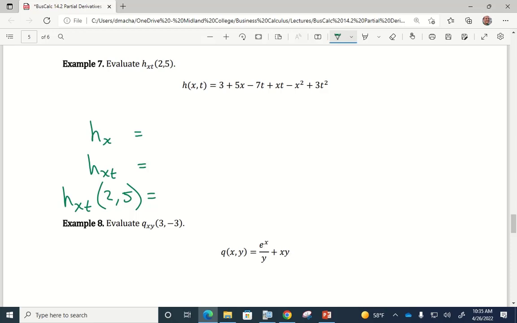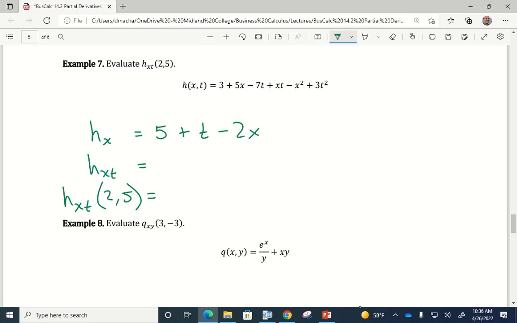Like we'll just do x first, but you could do t first and then do the derivative with respect to x. We're going to start off by taking the derivative of this function with respect to x, and that derivative will be 5 plus t minus 2x. So if the term was a constant, like the constant 3, or if a term only has t's in it, it goes away because we're considering t to be constant there.